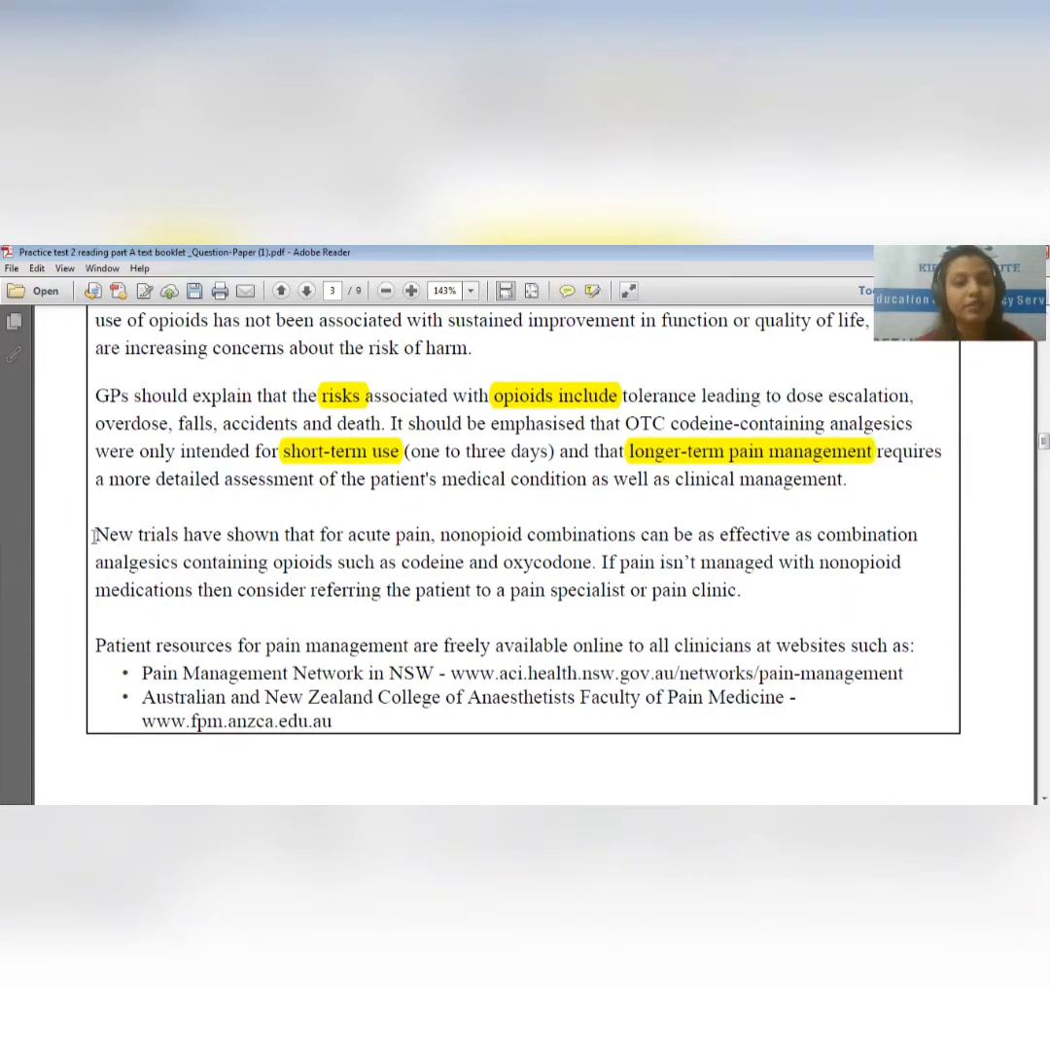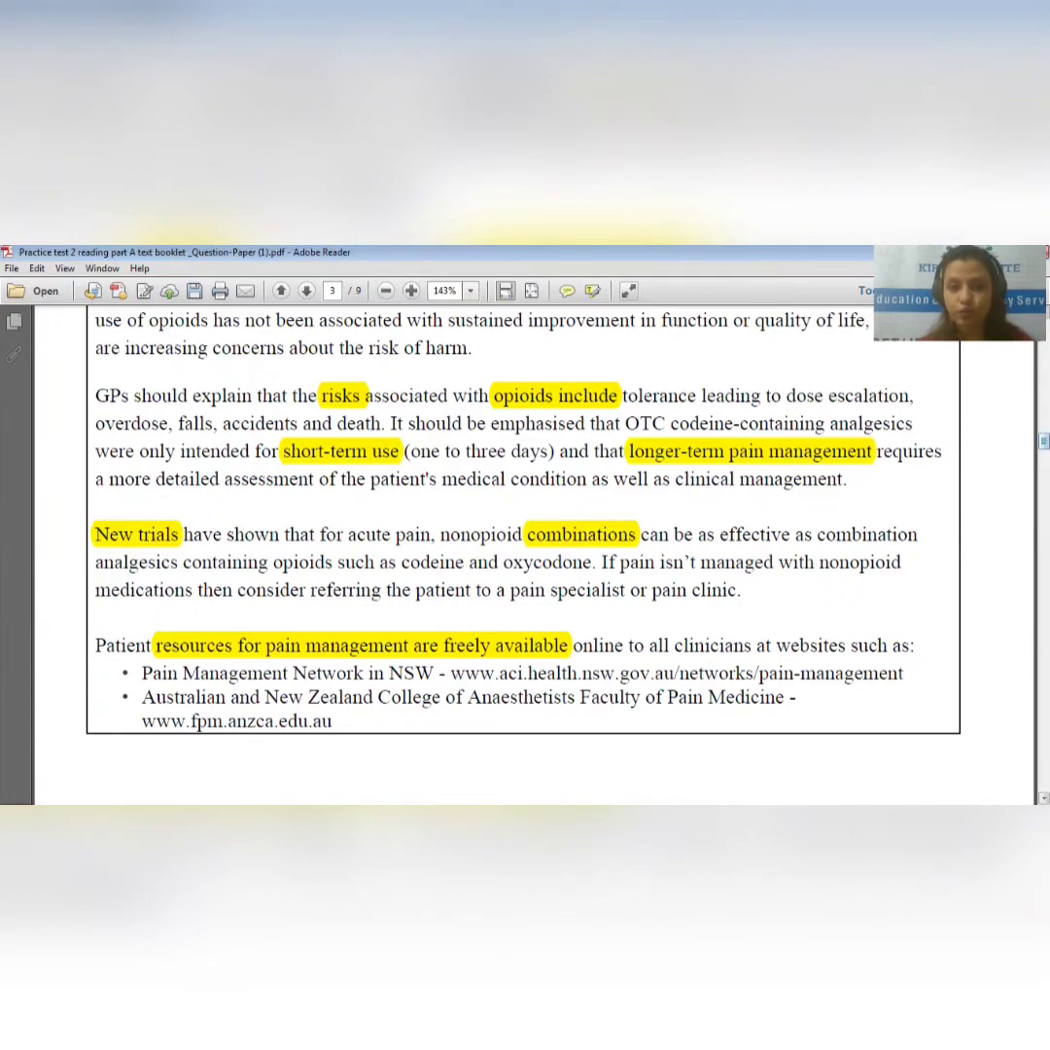The next paragraph says new trial. Okay, if you read further, it says have shown that for acute pain, non-opioid combinations can be as effective as combination analgesics. So here they are talking about the new trial, that is new experiments with the combination of medications. Okay, again the pain resources are freely available here. So that will be your keyword for this last information. Okay, that you can underline.